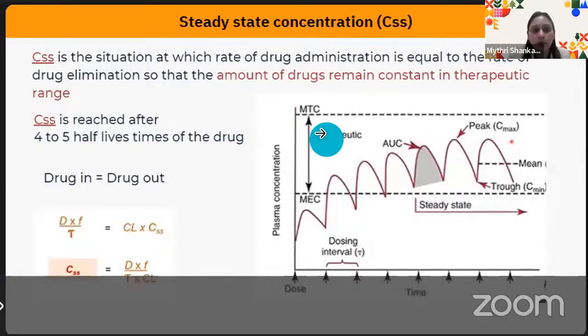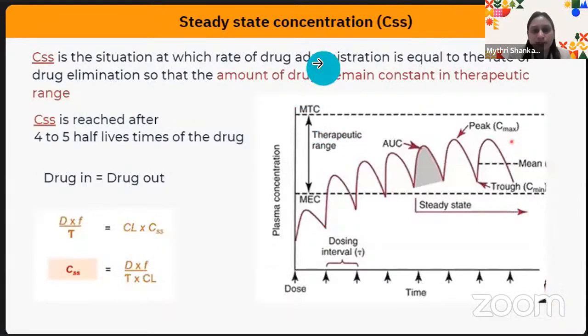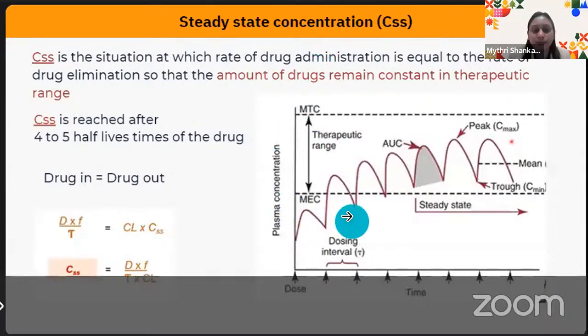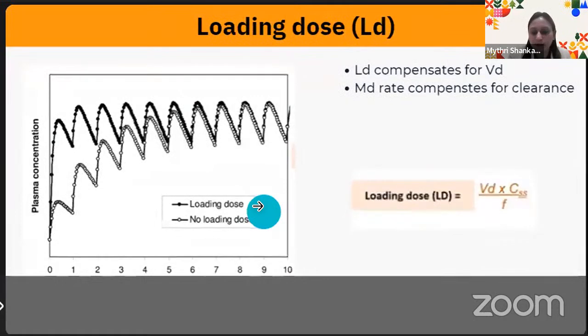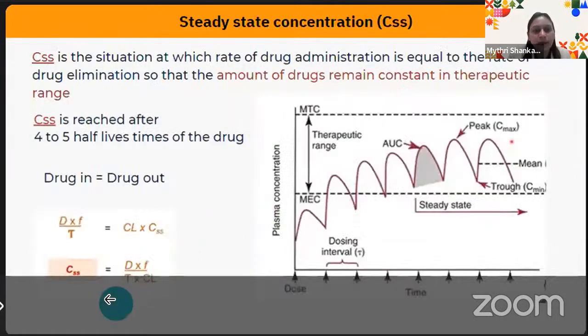MTC is the minimum toxic concentration. Beyond this, the drug becomes toxic, and MEC is the minimum effective concentration. Below this, the drug becomes ineffective. So what we have to achieve is therapeutic range, and this is the steady state concentration, CSS. And this is calculated as dose into bioavailability divided by the dosing interval into clearance. So steady state is calculated with the help of clearance.